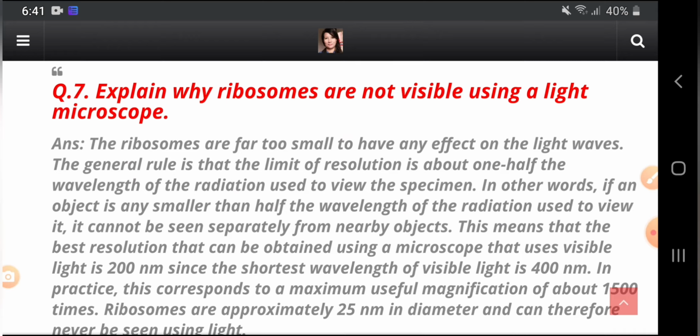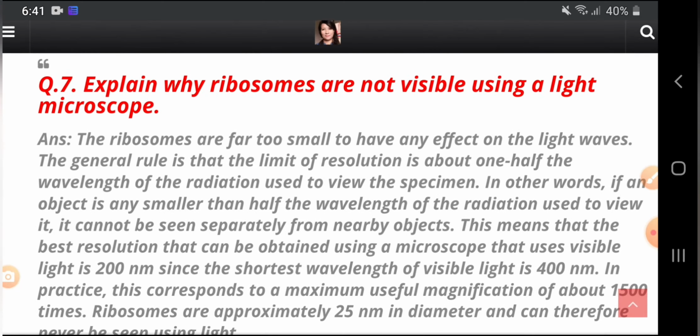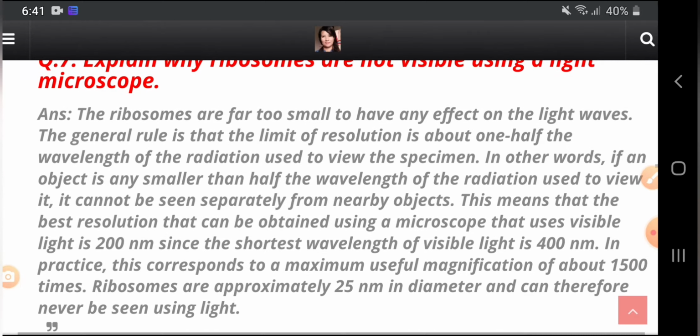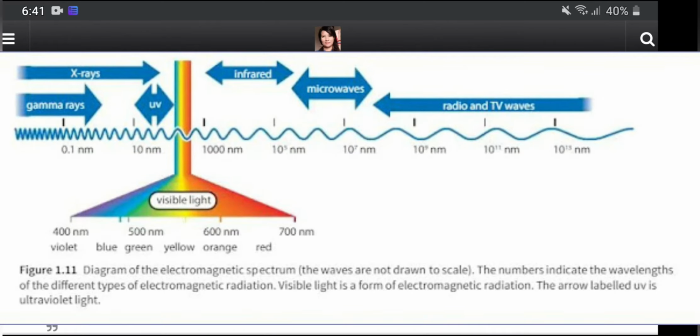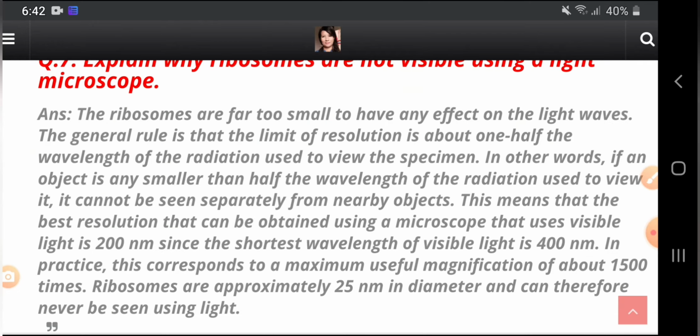Here is another question. Explain why ribosomes are not visible using a light microscope. What's the reason? Ribosomes are far too small to have any effect on the light waves. The general rule is that the limit of resolution is about half the wavelength of the radiation used to view the specimen. In other words, if an object is smaller than half the wavelength of the radiation used to view it, it cannot be seen separately from nearby objects.